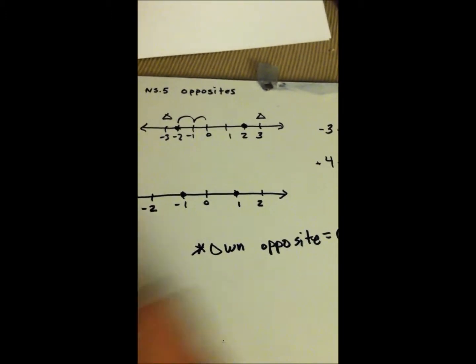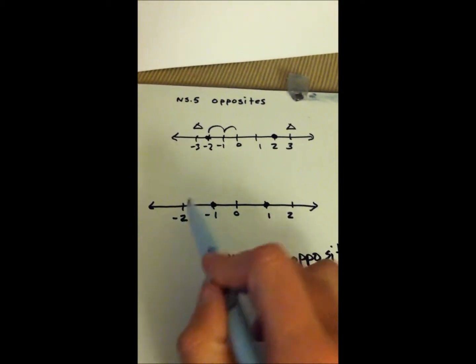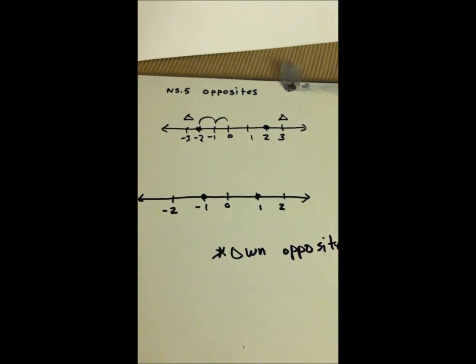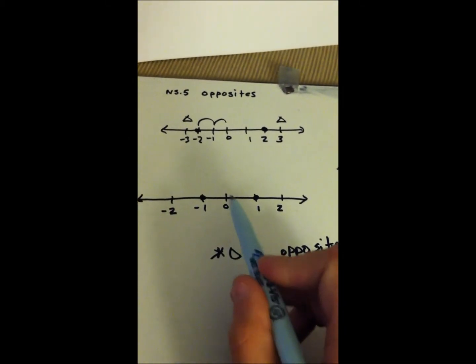Okay, all the other numbers, no matter where you're at on the number line, you'll be able to find the opposite number on the opposite side of the number line. But 0 that can't happen because there's only one 0 right in the middle. So that's what you need to be successful at NS5.